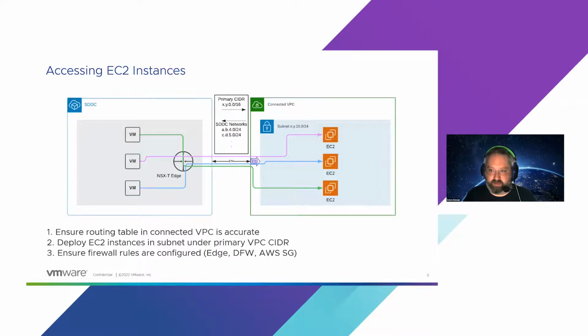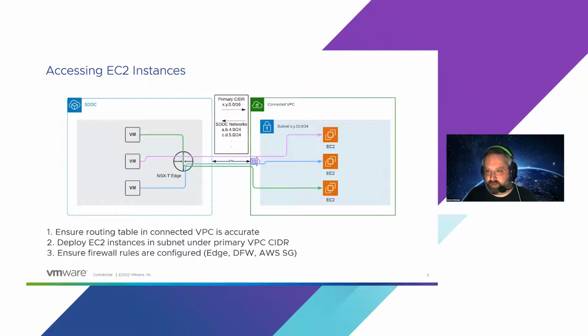So in the connected VPC, there's a default route table, and this is actually managed by VMware using Lambda functions. That default route table will get updated. As you can see here, it says SDDC networks. Those will be automatically added to the default route table as you add new networks to your SDDC. If you're going to use a custom route table, and a lot of people actually do that for various reasons, you have to update that yourself.